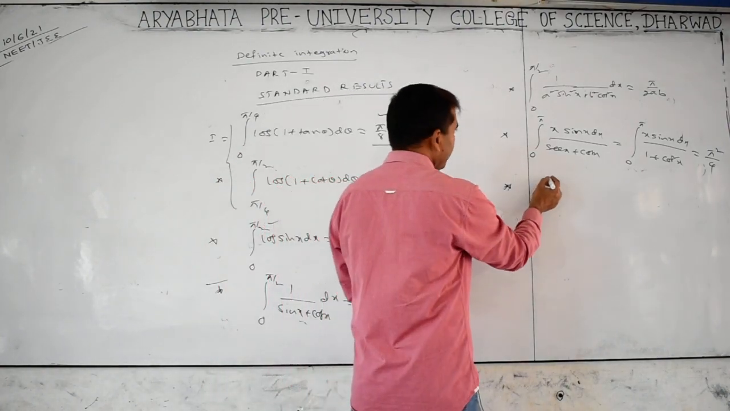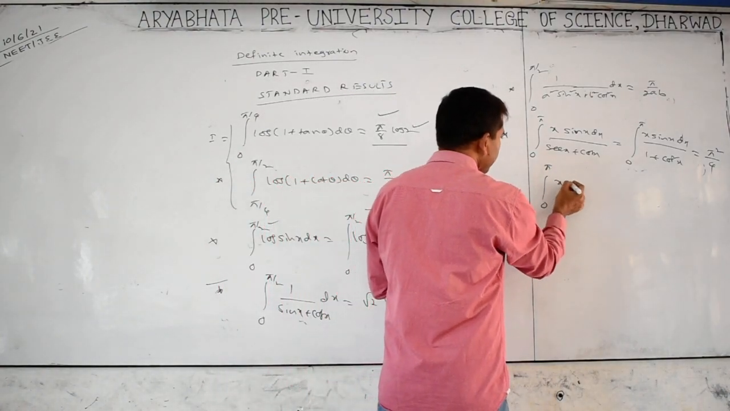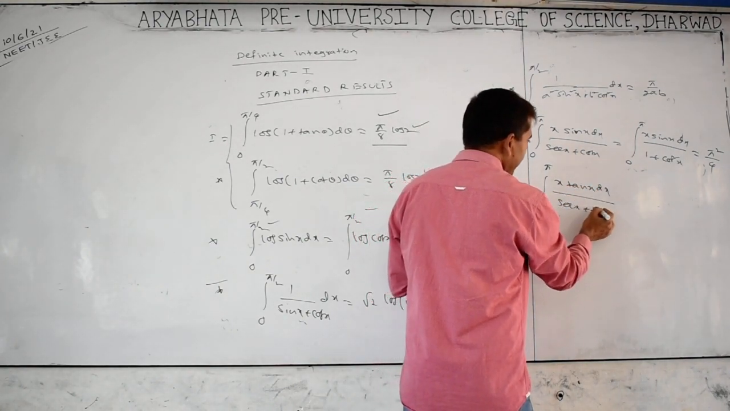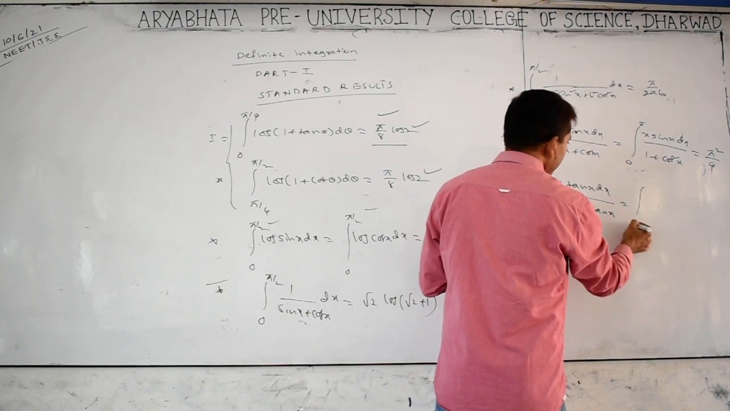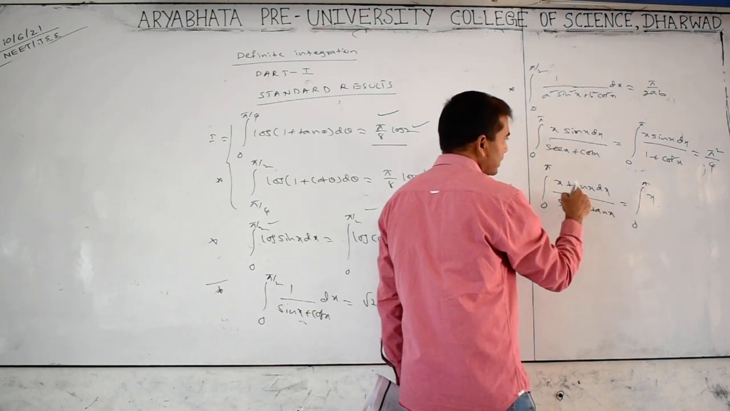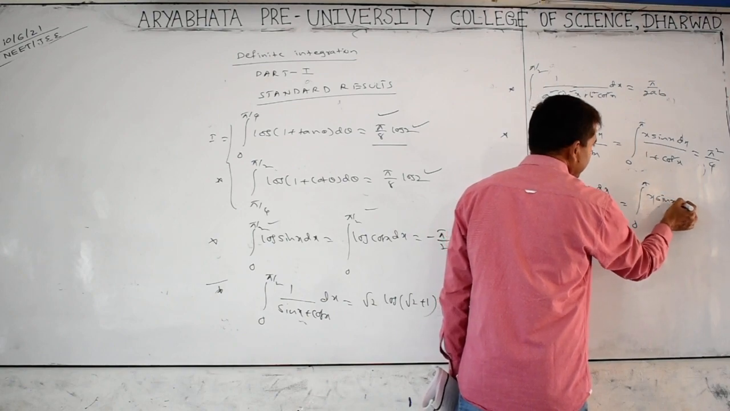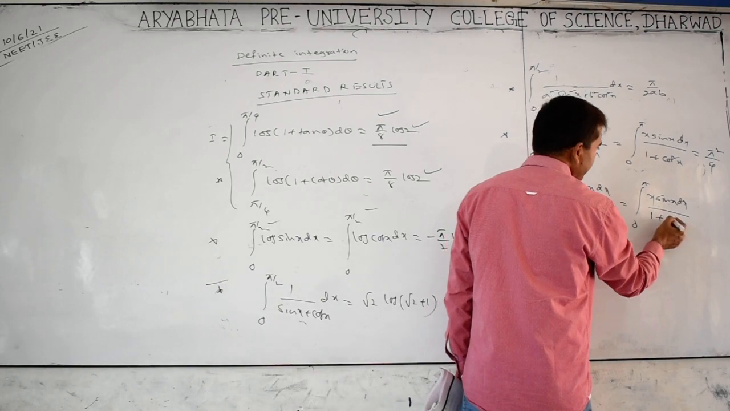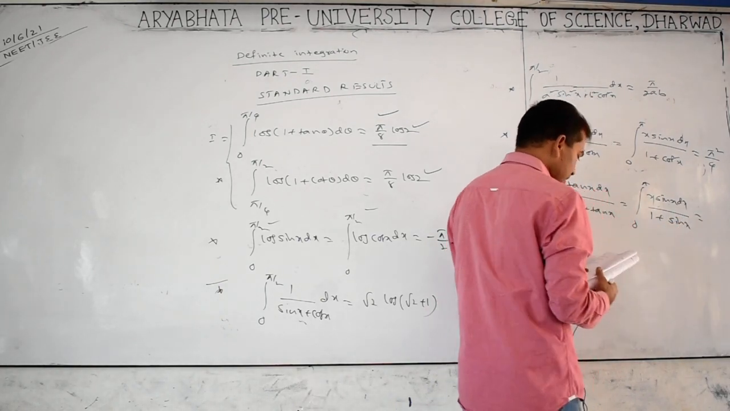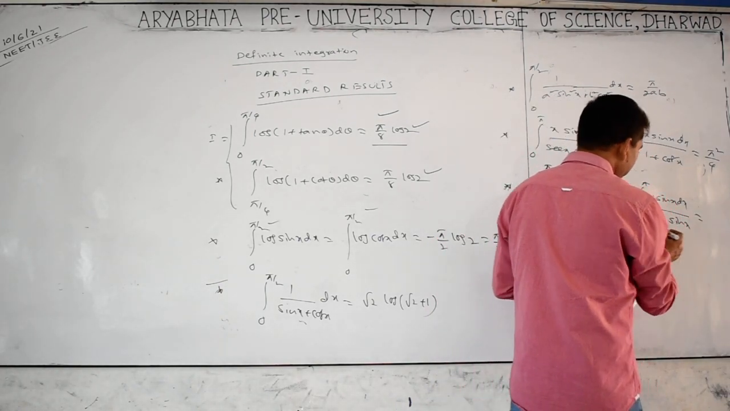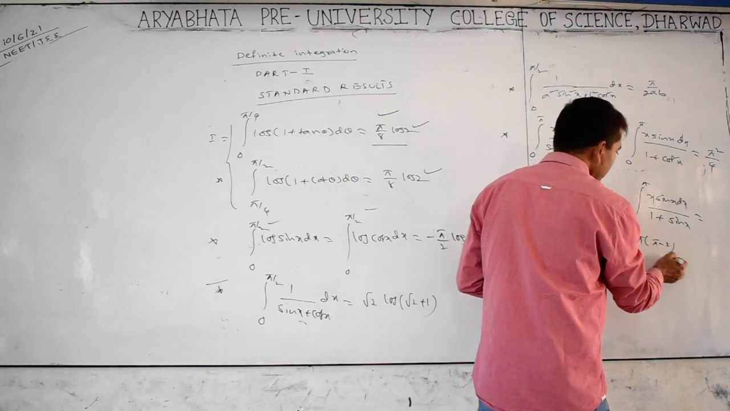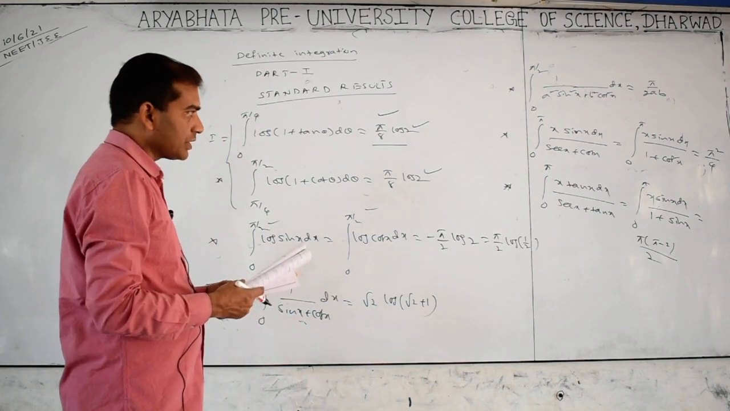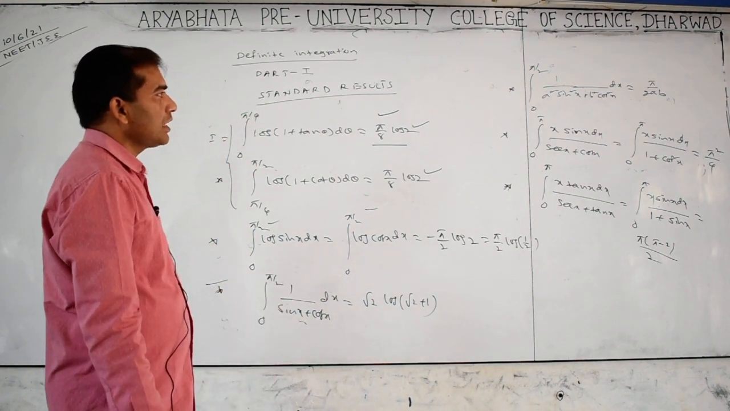Next, integration of 0 to pi x tan x dx by sec x plus tan x equals 0 to pi x, tan means sin by cos x, sin x dx, here 1 by cos x and by cos x get cancelled, so 1 plus sin x. The answer is also the same, which equals pi into pi minus 2 by 2. These are most and most important.